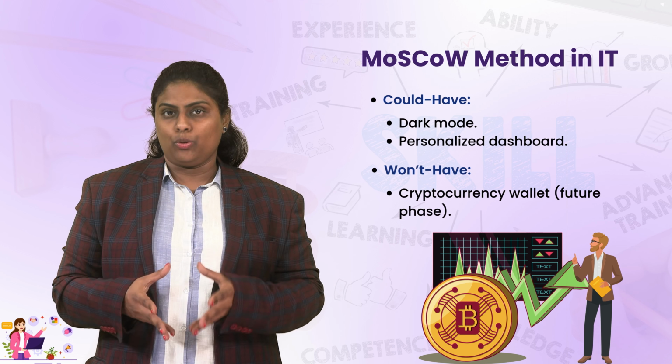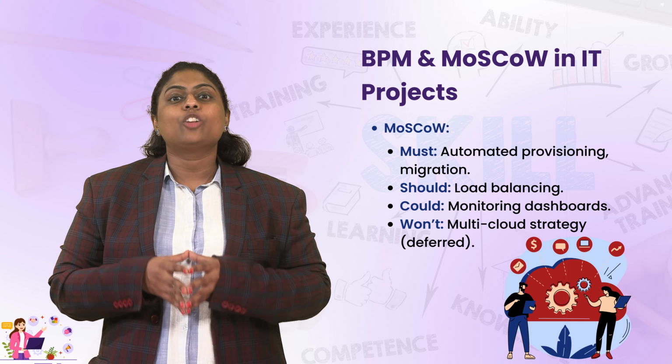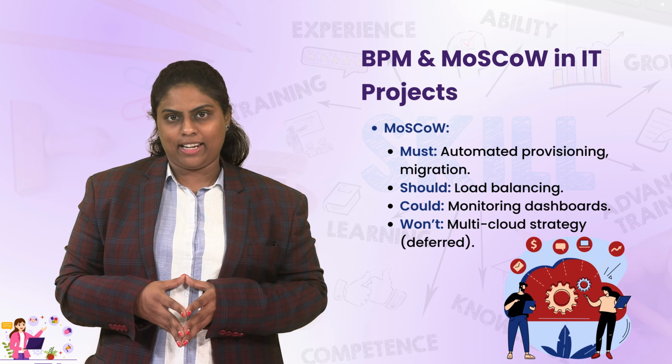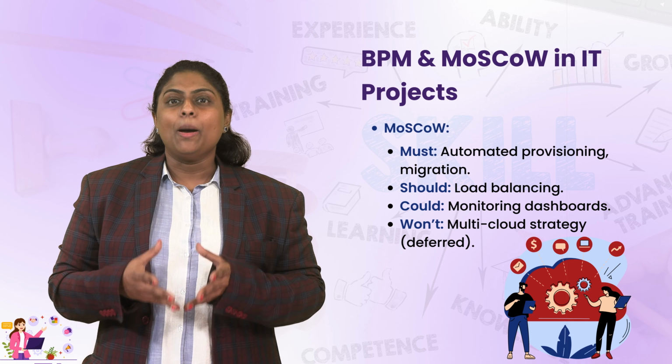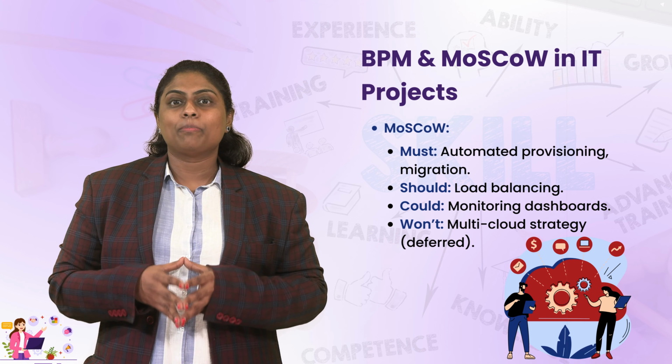Now, let's look into combining BPM and MoSCoW for IT projects. BPM maps workflow to identify inefficiencies. MoSCoW prioritizes feature development, ensuring the most valuable work gets done first. For example, a cloud migration project at an IT services firm. BPM analysis includes identification of manual server configuration and frequent downtimes. Whereas the MoSCoW prioritization includes must have, that is automated cloud provisioning and data migration. Should have includes load balancing setup, and could have includes advanced monitoring dashboards. Won't have includes multi-cloud strategy.